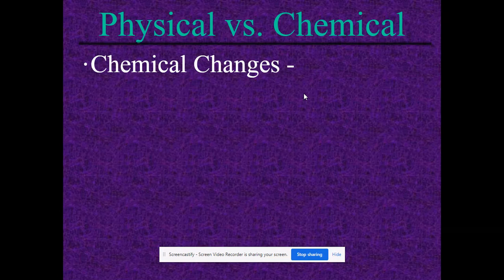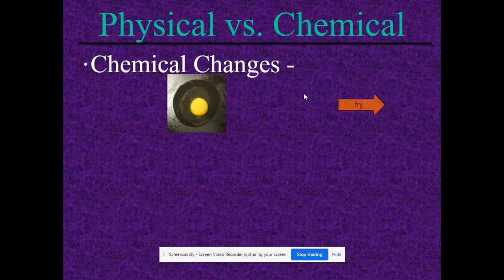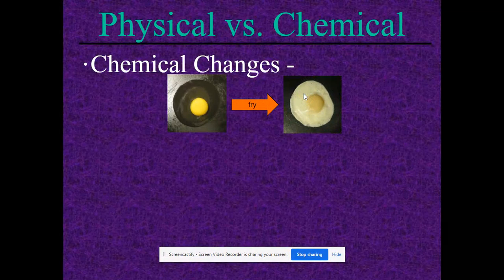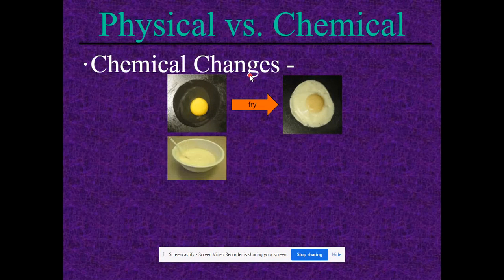Some examples of chemical changes would be taking an egg and cooking it, or frying an egg. It definitely takes on a different appearance. Once you have this cooked egg, you're not going back to what the egg was. You've actually changed the protein structure in that substance.